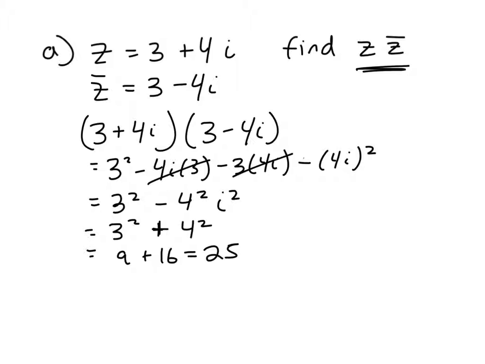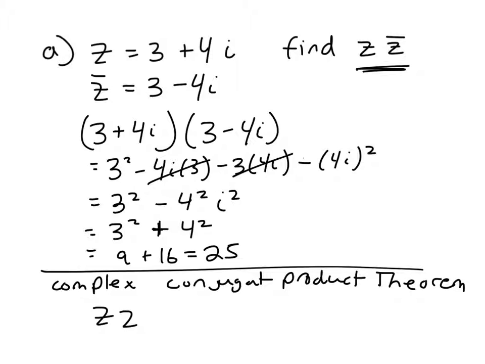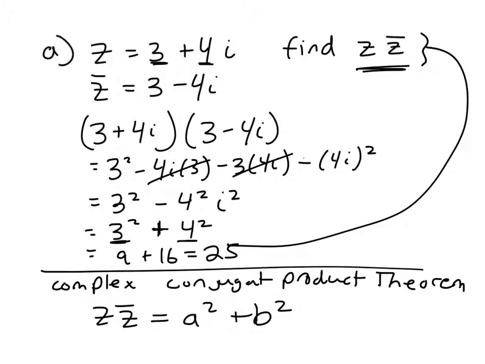I'm going to go ahead and write this here. This is called the complex conjugate product theorem, which says that z times the z conjugate equals a squared plus b squared. In this case, a was 3 and b was 4. a squared plus b squared. So I can go directly from you asking me to find this product to this is your answer, 3 squared plus 4 squared. All right, let's do another example where we use this theorem.